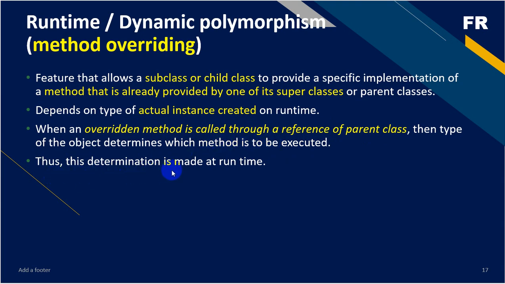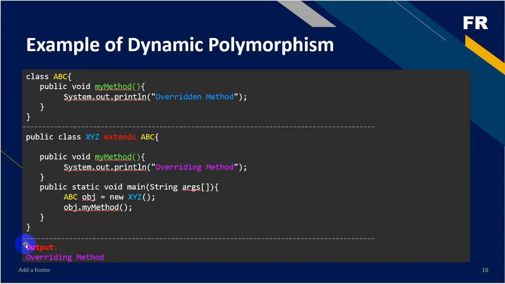So that will actually be determined at the runtime. Thus, this determination is made at the runtime. Let's discuss it with the help of an example. As you can see, I have two different classes. We're discussing dynamic polymorphism, keep that in your mind. ABC is a class, right? It has a method, my method. I'm just printing it, the overridden method. Follow the words. Overridden method. I have another class, XYZ.